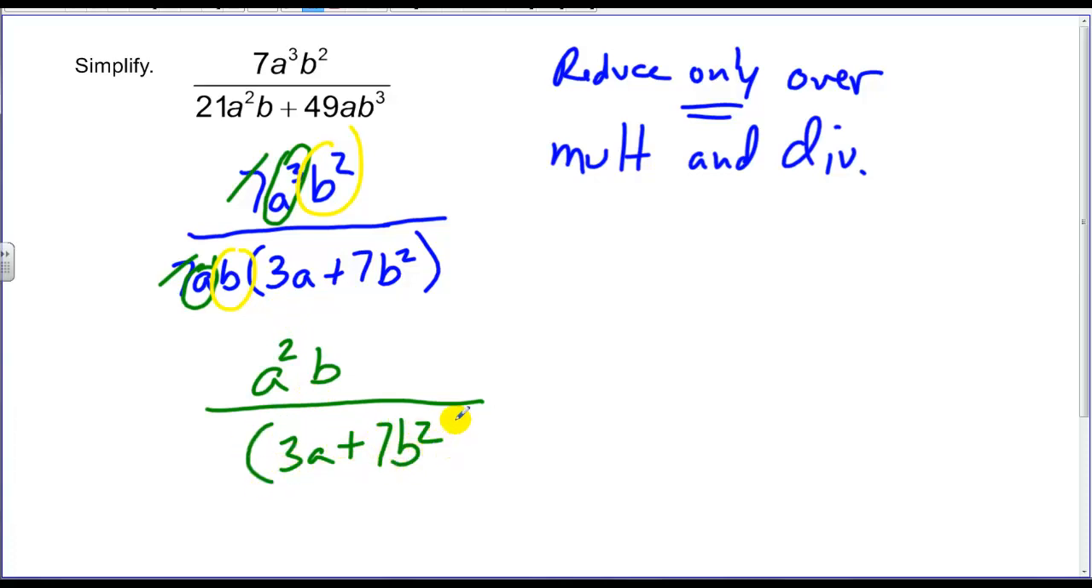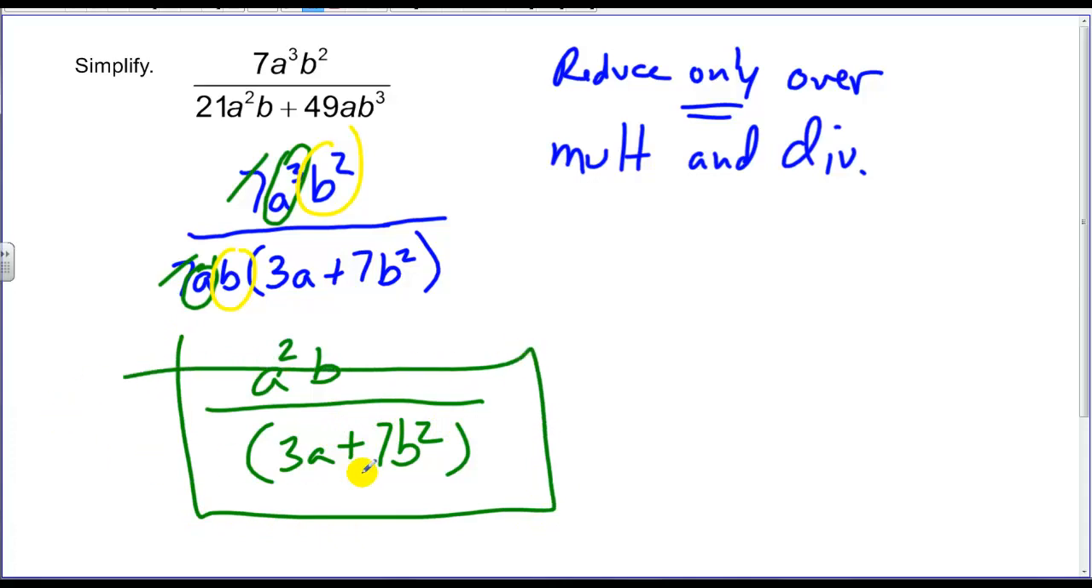in the denominator. And while, once again, I have a's in the numerator and denominator, and b's in the numerator and denominator, I can't reduce any of them because this whole denominator is linked by addition. So this is my final reduced term.